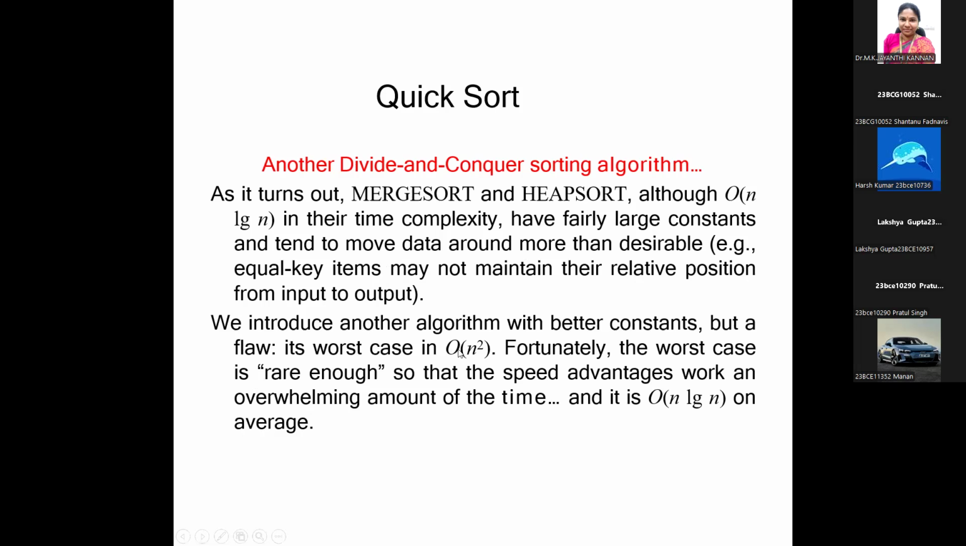We introduce another algorithm with better constants, but a flaw. The worst case is order of n square. For given n inputs, we need order of n square. Fortunately, the worst case is rare enough that the speed advantages hold an overwhelming amount of the time, and it is n log n on average. In quick sort, it takes time complexity of n log n compared to all other methods.